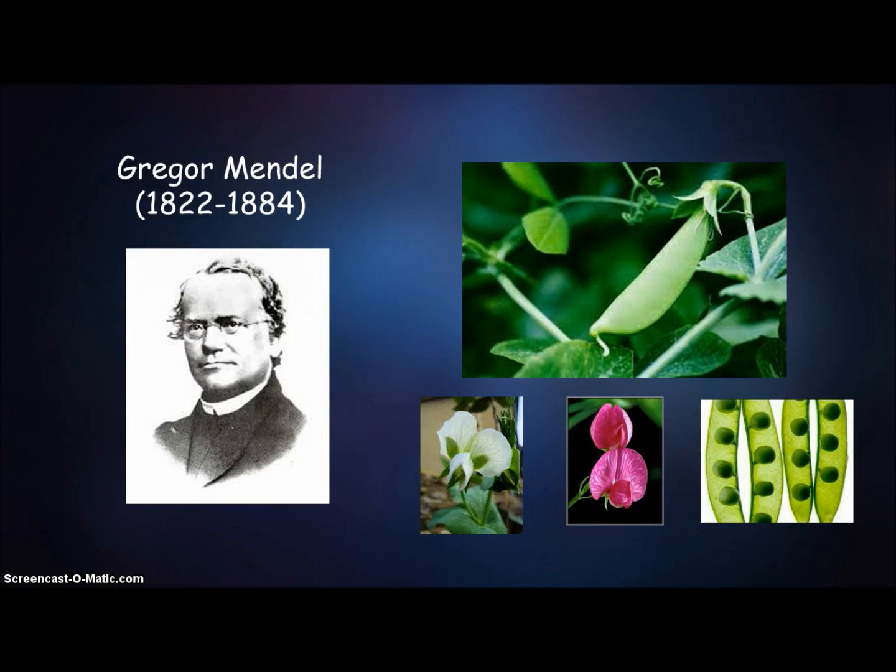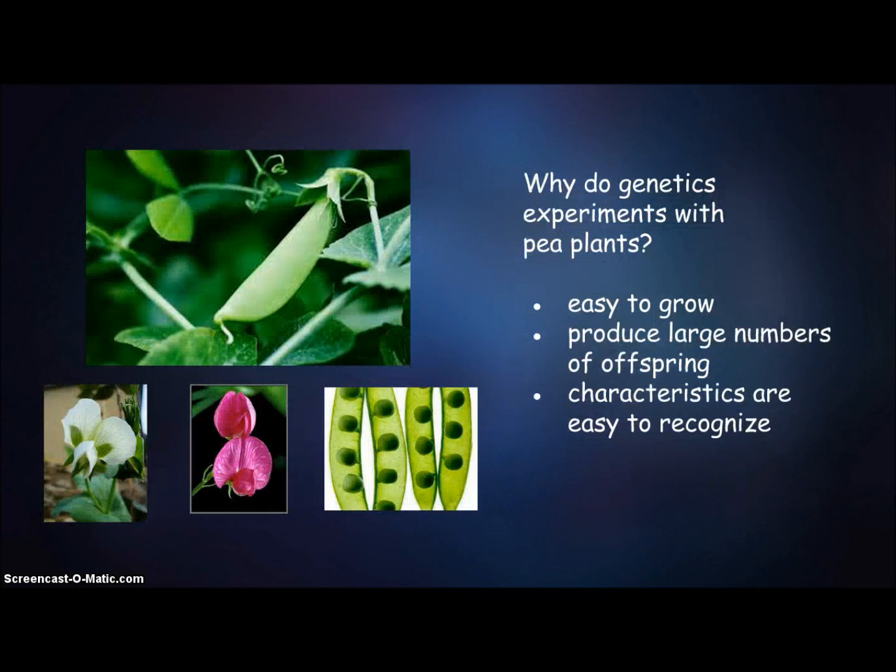They were easy to grow. He had some other things that really made them good experimental plants. So here's kind of a list of why he chose them. Number one, they were easy to grow, and he already knew how to grow them. So it's not like he had to figure out how to breed a new animal or a type of plant that he wasn't familiar with.